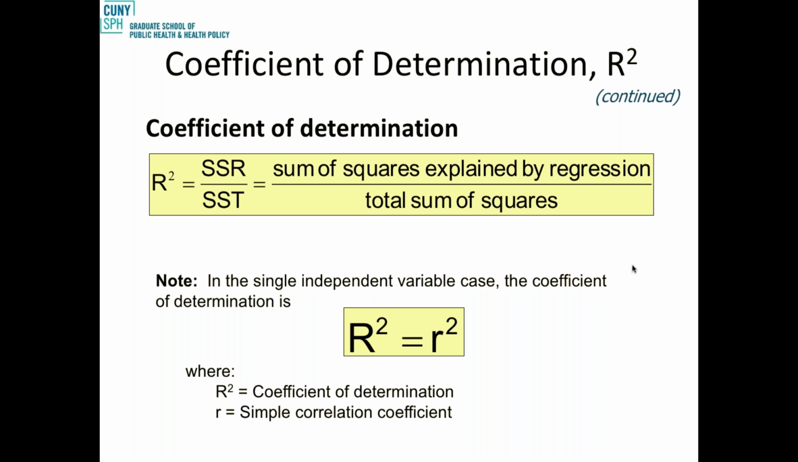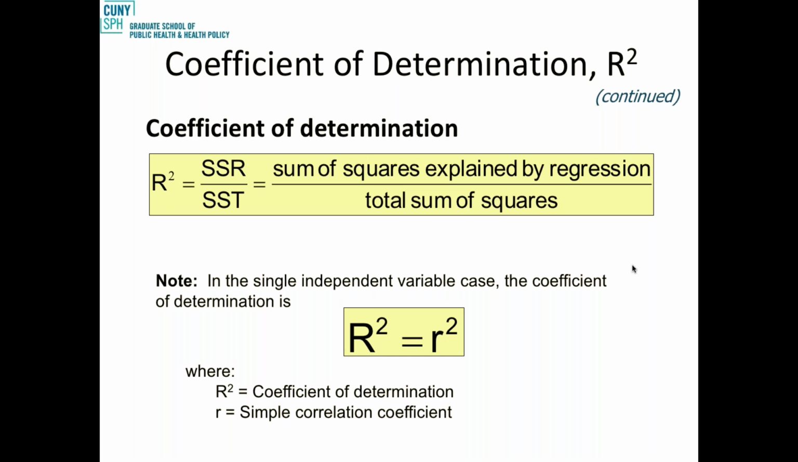You guys remember what it was for the example that we used? I think it was 0.81, right? 0.81. And when we squared it, we got 0.64 or something like that, right? R was 0.81. R squared was 0.64.